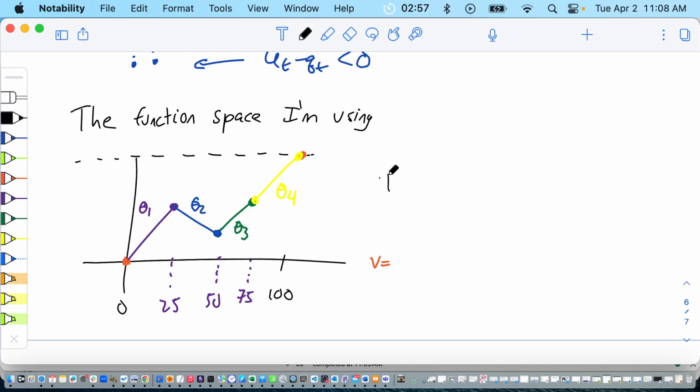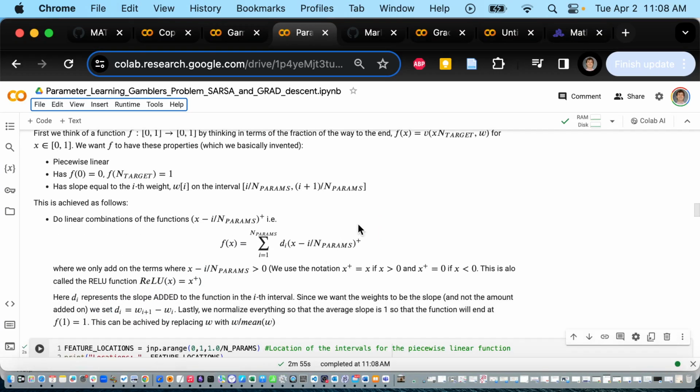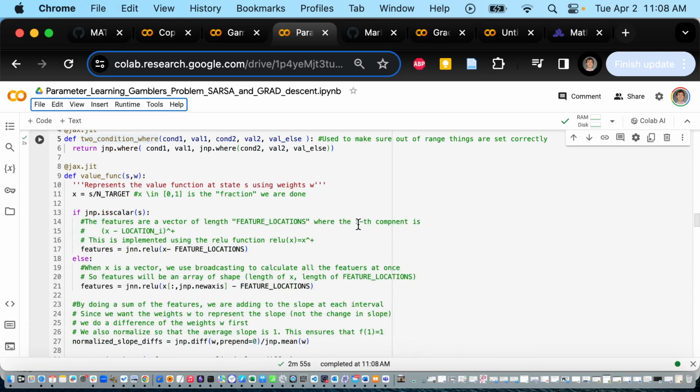I parameterized it using slopes. You could have done it a different way, which would be totally fine, but that's what I did. In the actual code, it's a little bit complicated to explain to the computer how to take the slopes and write this function, but it is explained here using these ReLU functions. If you've ever taken a stats course and learned about splines, it's related to that. But the nice thing is, you just tell the computer what the function is. So I have value function S of W, and you can have any complicated thing you want, because the computer will just do the derivative for you.